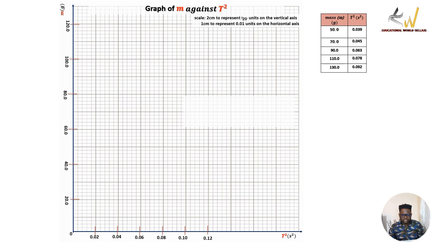So here, the scale says 2 cm to represent 20 units on the vertical axis, and 1 cm to represent 0.1 units on the horizontal axis. All right, so that's the scale of the graph. So we go straight to the graph plotting.